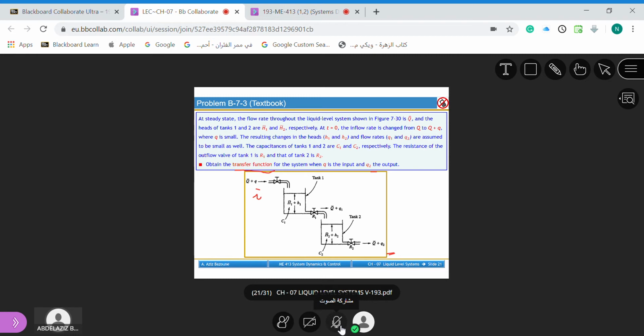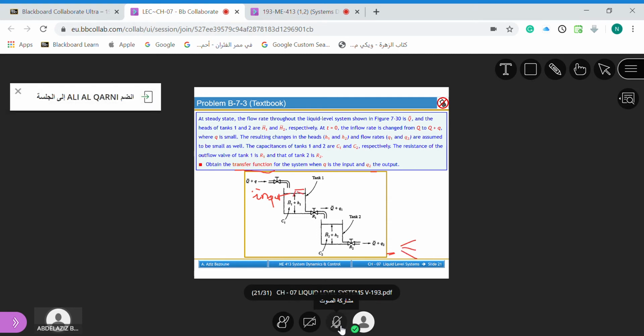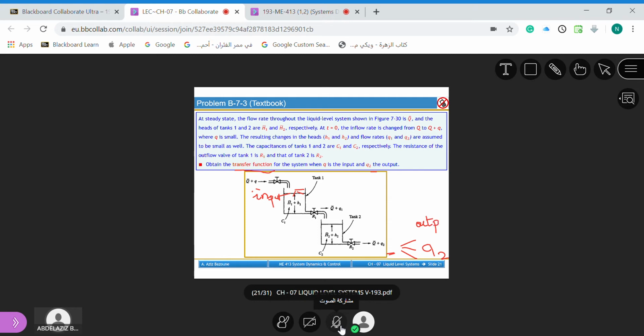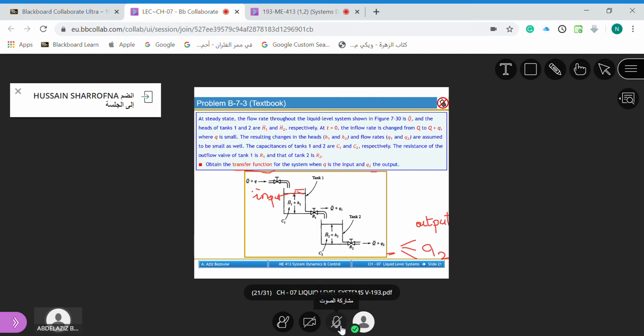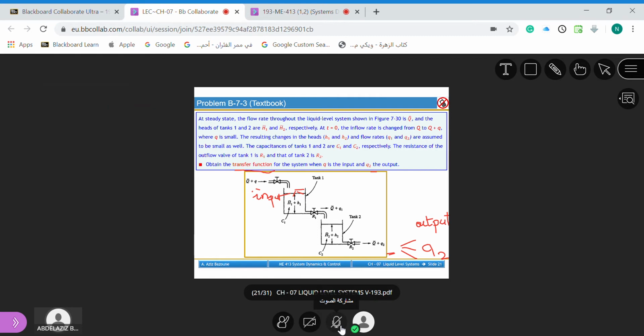Remember, this is the input, which is Q here, and then the output, which is Q2. So at steady state, the flow rate throughout the liquid level system shown in the figure is Q bar. This is the steady state value. And the heads of tanks 1 and 2 are H1 bar and H2 bar respectively. At time t equal to 0, the inflow rate is changed from Q bar to Q bar plus Q, where Q is a small amount.